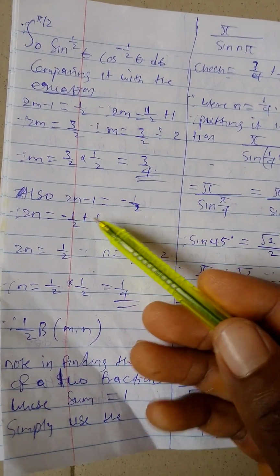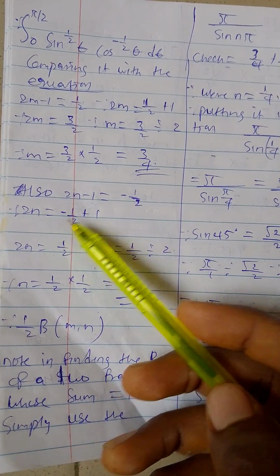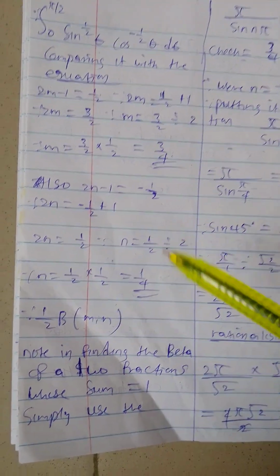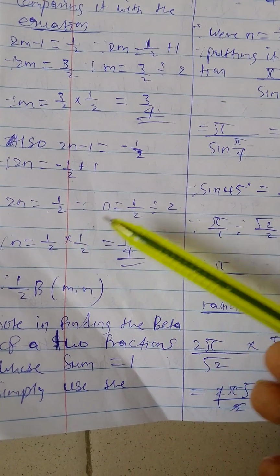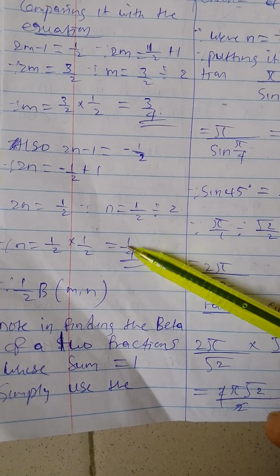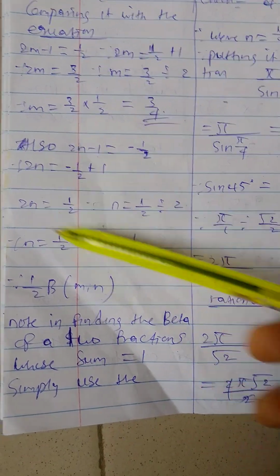So we have 2n minus 1 is equal to minus 1 over 2, right? So therefore, collect like terms, 2n is equal to minus 1 over 2 plus 1. So 2n is equal to half. Now divide by the coefficient of n, and the coefficient of n here is 2. So n is equal to 1 over 2 divided by 2. So n is equal to 1 over 2 times 1 over 2. That will give you 1 over 4.